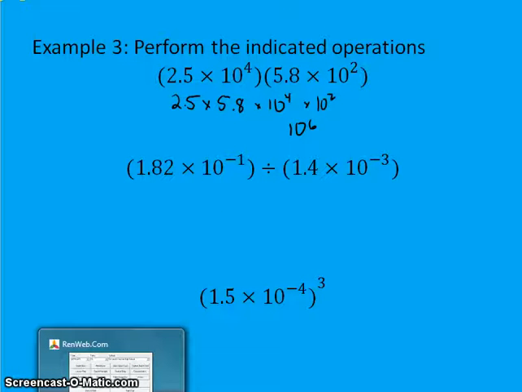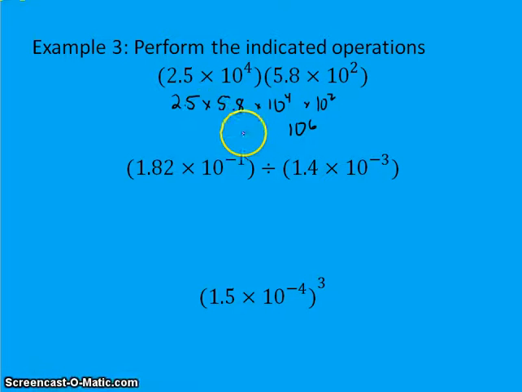And then 2.5 times 5.8 is 14.5. So 14.5 times 10 to the 6th. Problem is, that number is not in scientific notation. So I need to move that point over one spot, right here from after the 4 to before the 4. But that means I have to adjust the 6 now to be a 7. Remember, 14 is a bigger number than 1, so I need to make it smaller. So it's times 10 to the 7th now, because I moved it over one more spot. So 1.45 times 10 to the 7th.